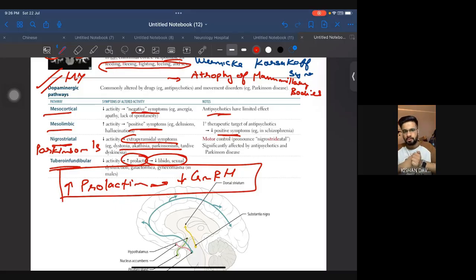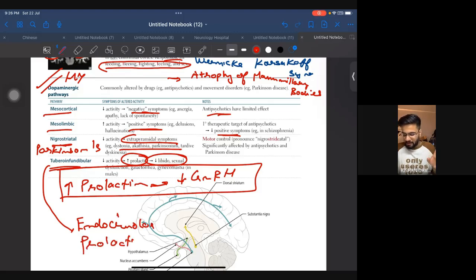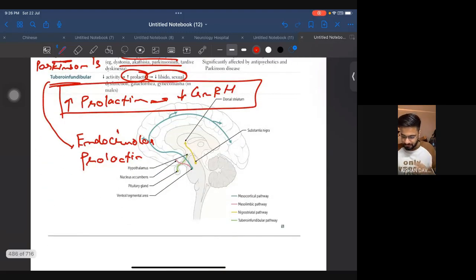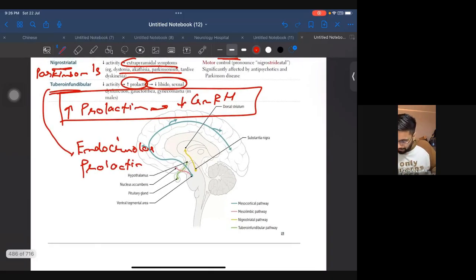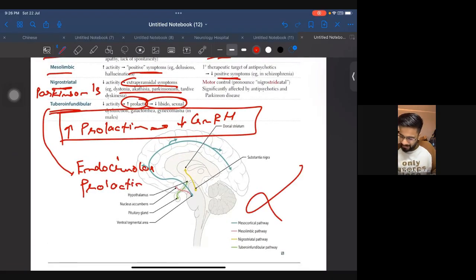Okay, so they will give you this criteria, and if they say there is a problem in the brain, which pathway of dopamine is affected here, so make sure the tuberoinfundibular pathway is affected here. This line is even given in the endocrinology, in the prolactin part. Okay, I didn't cover it there because I wanted to cover it here. All right.